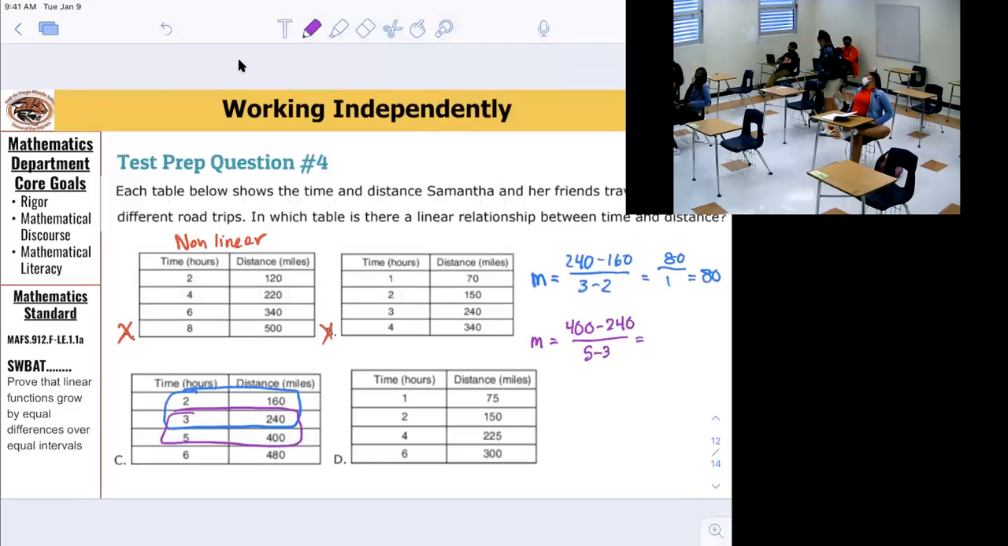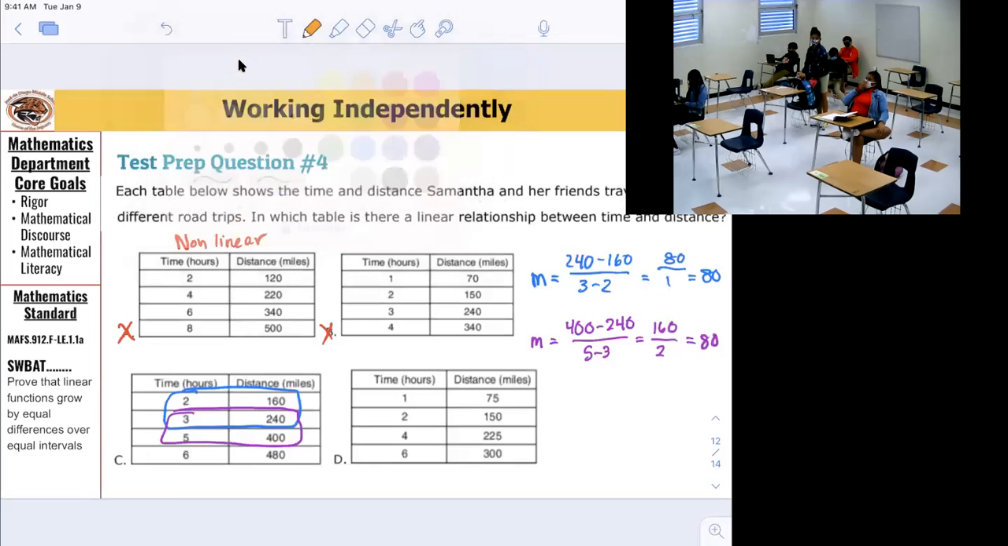Okay. So 400 minus 240 over 5 minus 3. So what's 400 minus 240? 160, yeah. And then 5 minus 3 is 2. Okay, but now I have to divide. So what's 160 divided by 2? 80. Also 80.